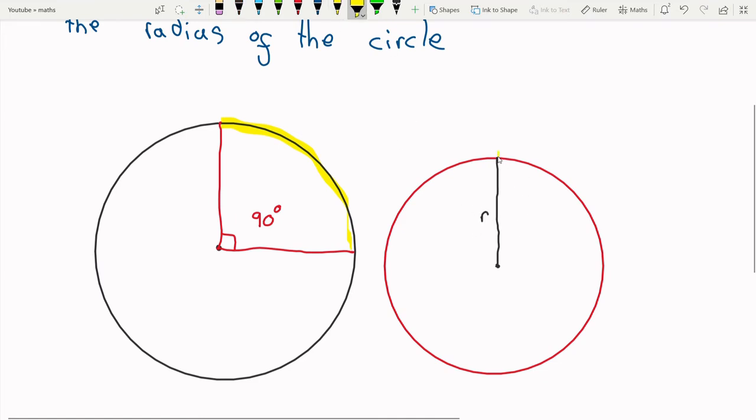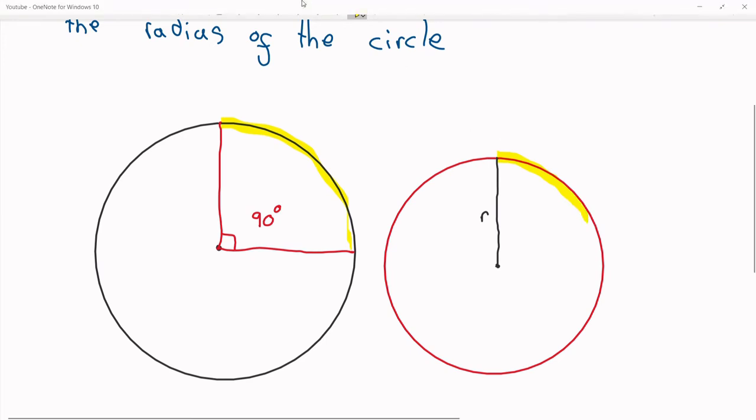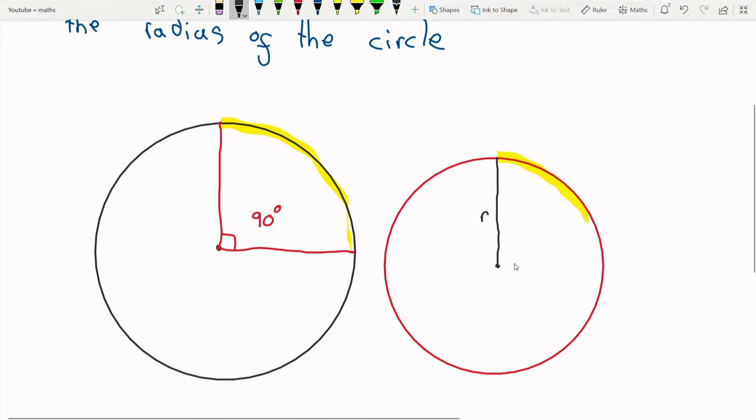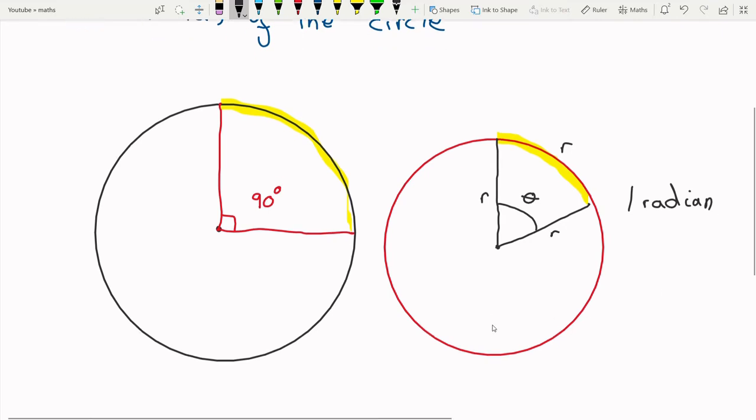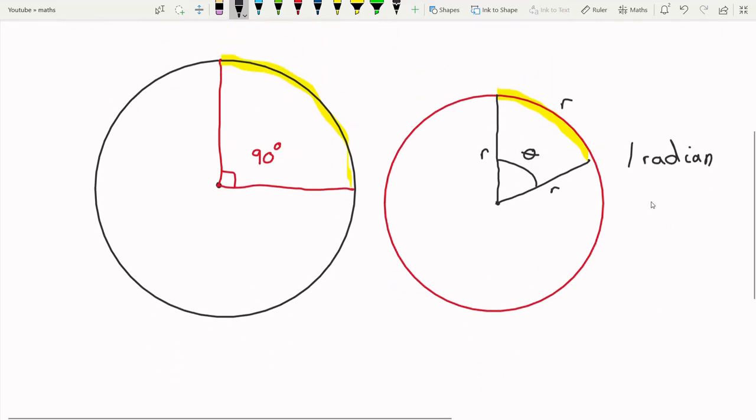So we're going to go along here for r. Get to about here. So this is length r, this is length r as well. And this angle theta is what we define as 1 radian. We can call radian rad for short, and I will do that in the rest of the video.